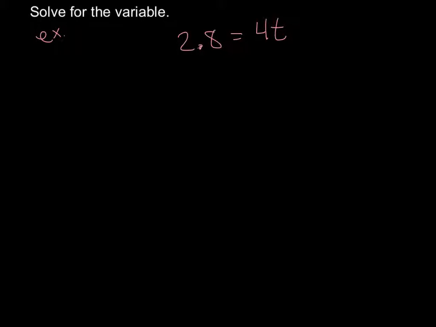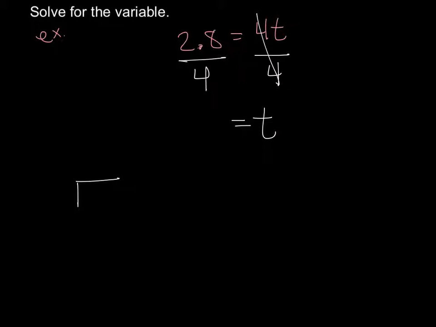Here's another example. 2.8 equals 4t. We'll notice our variable is t. That's what we're solving for. T is not currently alone. It has a coefficient next to it. So I'm going to do the inverse, which is divide. I'll divide both sides by 4, which is my coefficient. These will cancel out, and that leaves us with t on this side. 2.8 divided by 4. Let's see.